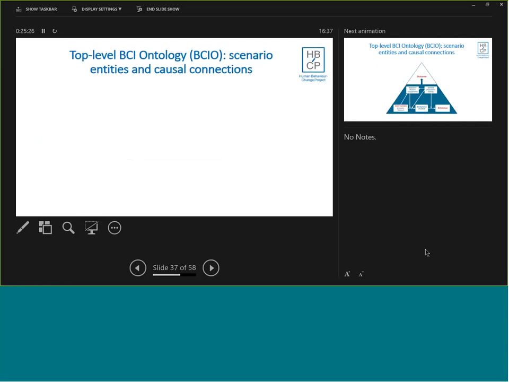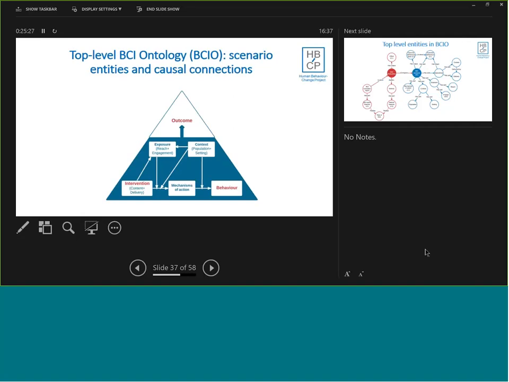Now, here is our top-level behaviour change intervention ontology. So, bottom left-hand corner, we have the intervention. And as you can see, that's made up of the content of the intervention. Those are the behaviour change techniques, the active ingredients that I showed you in a little bit of detail earlier on, and also the delivery: who delivers, the mode of delivery, etc. That intervention influences behaviour via one or more mechanisms of action.